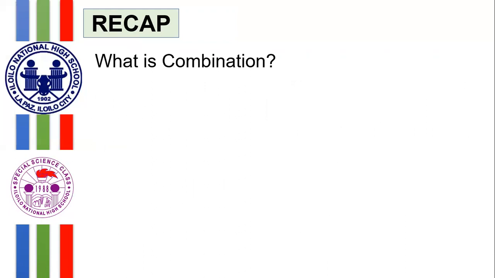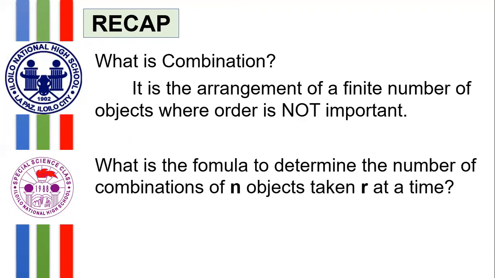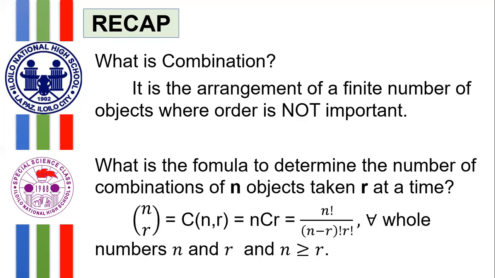But before that, let's have a recap. What is combination? It is the arrangement of a finite number of objects where order is not important. And what is the formula to determine the number of combinations of n objects taken r at a time? Using these 3 notations, which have the same meaning, we have n factorial over n minus r factorial, r factorial, for all whole numbers n and r, where n is greater than or equal to r.